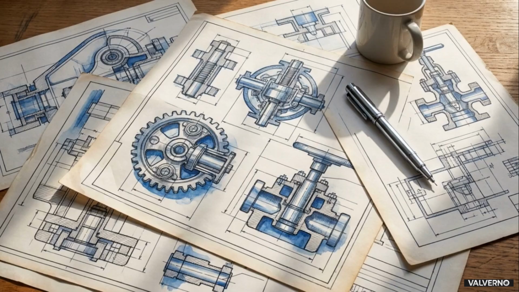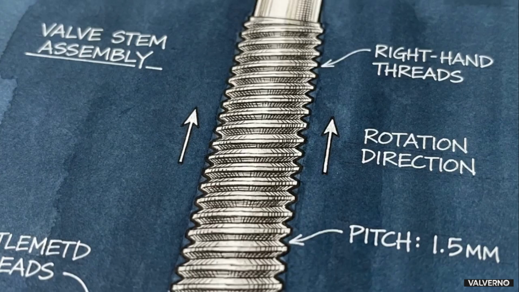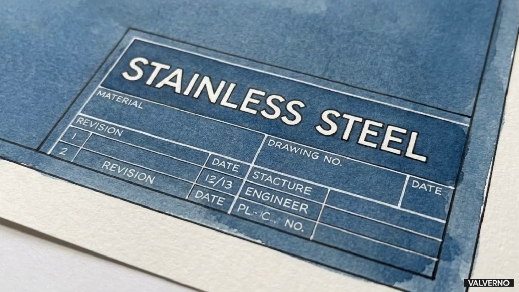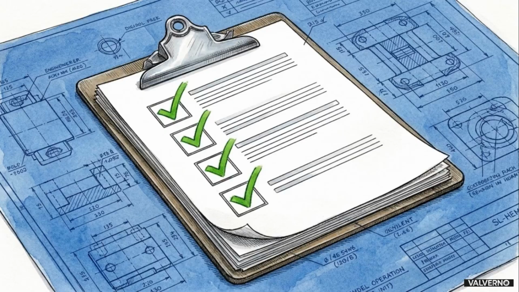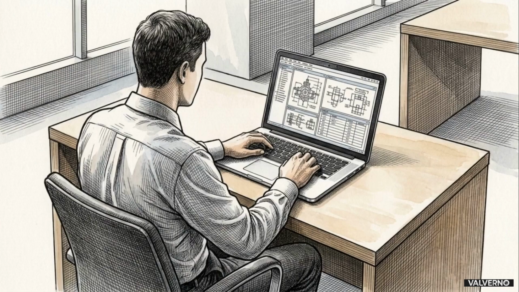You now have a complete, fully realized profile. You know your internal gate type, your required stem configuration, your exact body materials, and you have a concrete vetting plan. The immediate next step for your procurement team is to attach these exact parameters to your official request for quote.